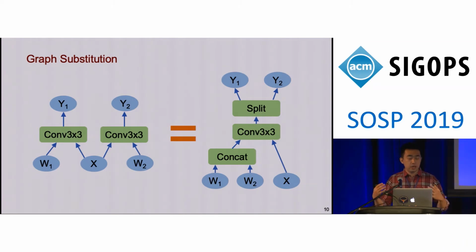Every subgraph substitution indicates mathematical equivalence between two subgraphs. For example, this figure shows one graph substitution. It says if you do convolution on the same input but different weights, that is equivalent to first concatenating the weights, doing the convolution, and finally splitting the output.